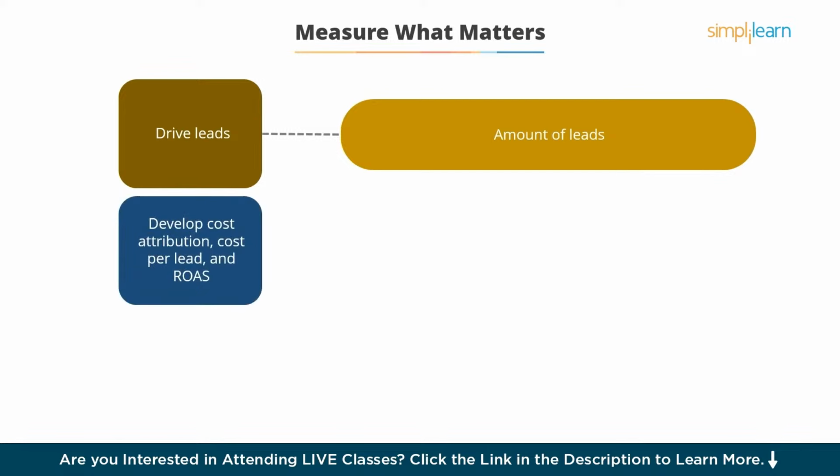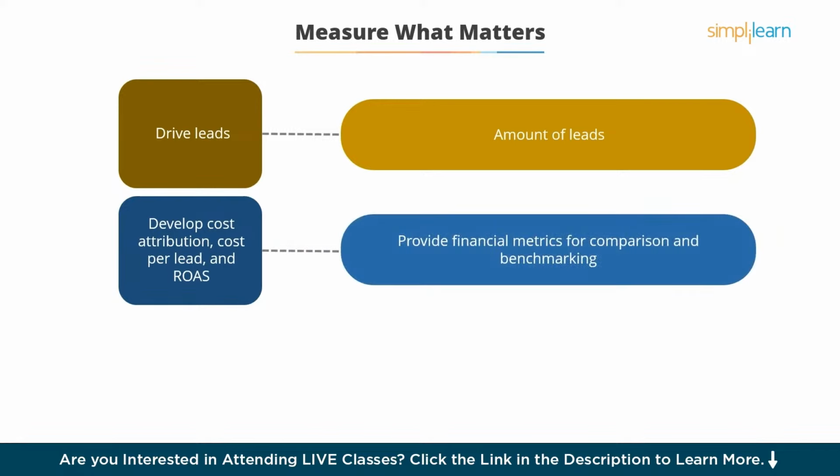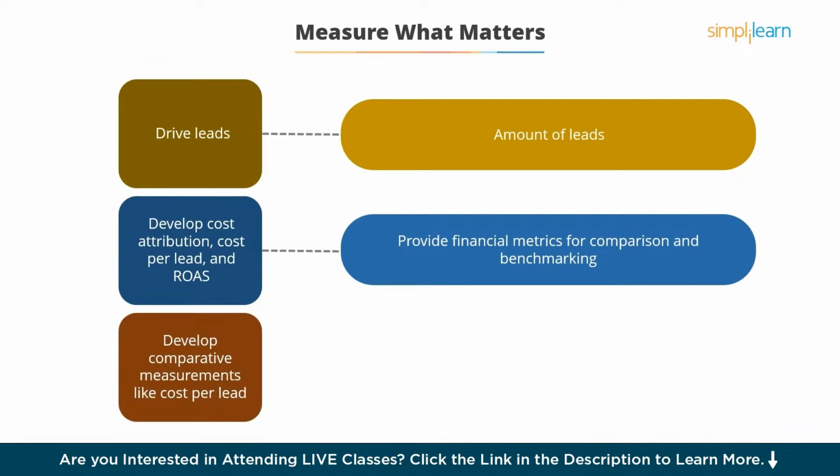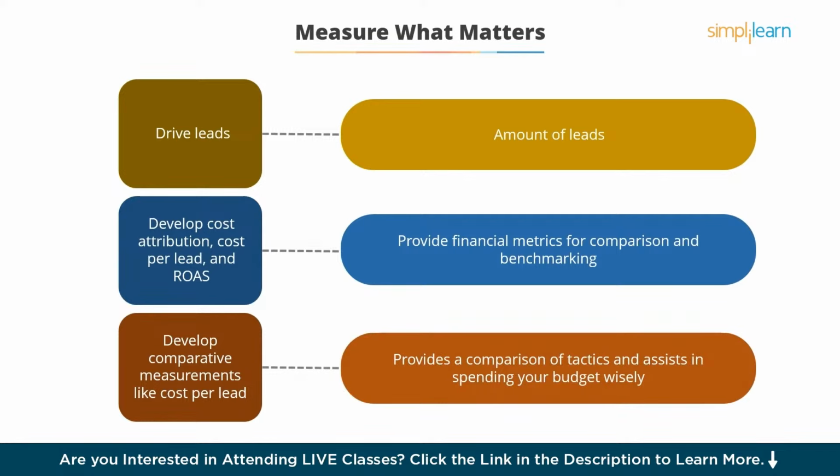Second, we can develop cost attributions, cost per lead, and return on ad spend. Those provide some financial metrics that can be used for comparison and benchmarking. Then, we develop comparative measurements, such as cost per lead in paid search as compared to other tactics. This gives us an across-the-board comparison of our tactics and assists you to spend your budget wisely.